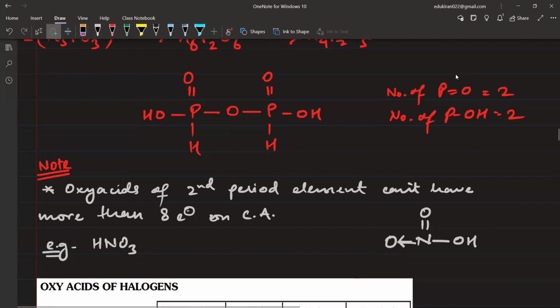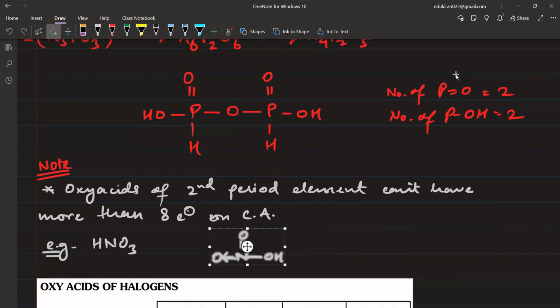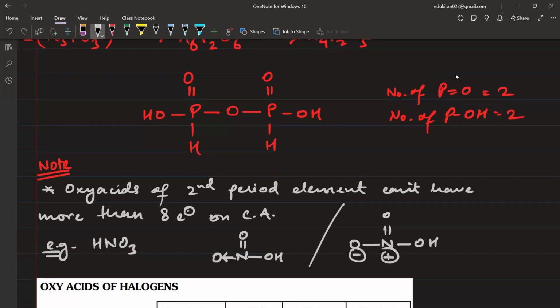So there are two ways of writing this. You can either show a coordinate bond like this, तब आपको charges दिखाने की जरूरत नहीं है, or you can have something like this, nitrogen with a double bond OH and single bond oxygen like this. If you're writing single bond oxygen, then you have to write plus and then minus here. Okay. So there are two ways in which you can show nitric acid. Please write this down.